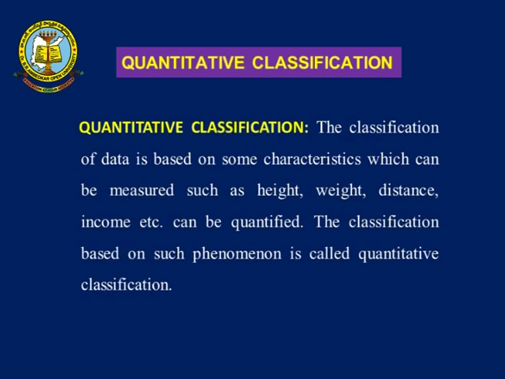Can be quantified. The classification based on such phenomena is called quantitative classification, when the classification of data is based on some characteristic which can be measured. For example, if we want to know the class average height of students in your class, we can measure all the members' heights and weights, income of the family, distances from X city to Y city can be quantified. So, this type of data comes under quantitative classification.